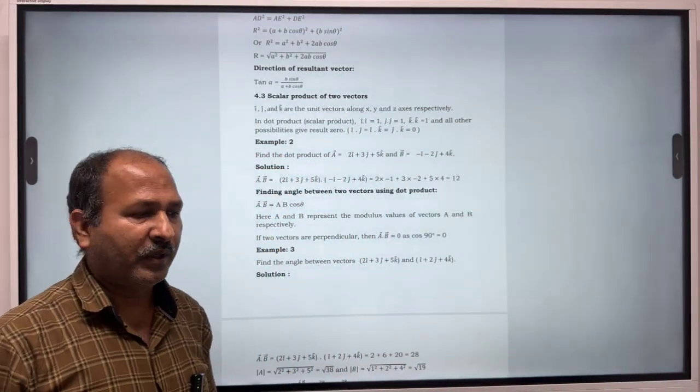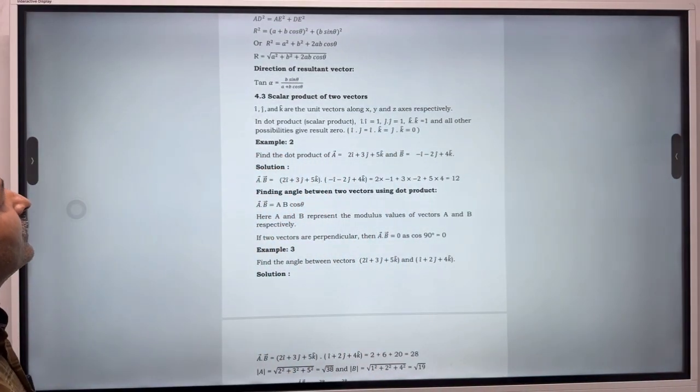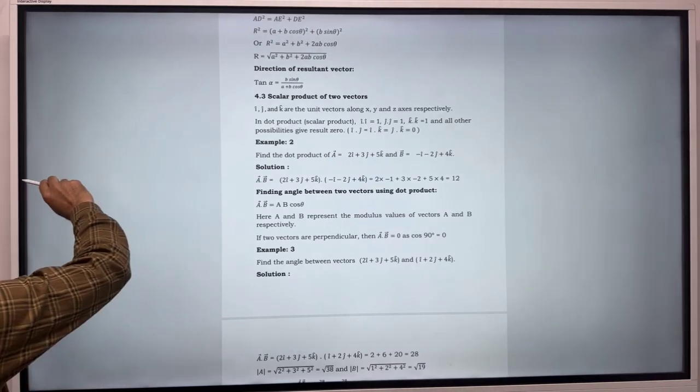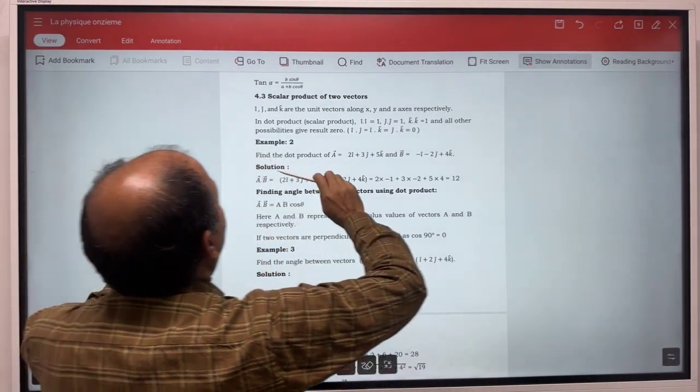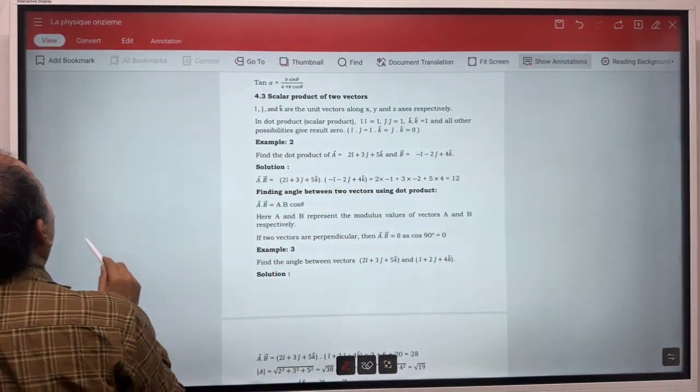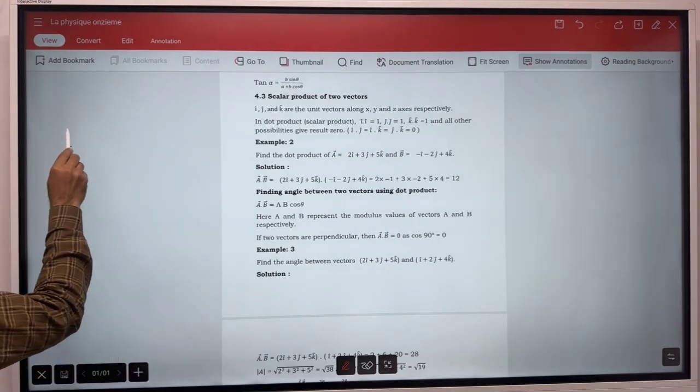Now we are going to study another concept. The concept is scalar product and vector product. So scalar product we can understand by simple concept.